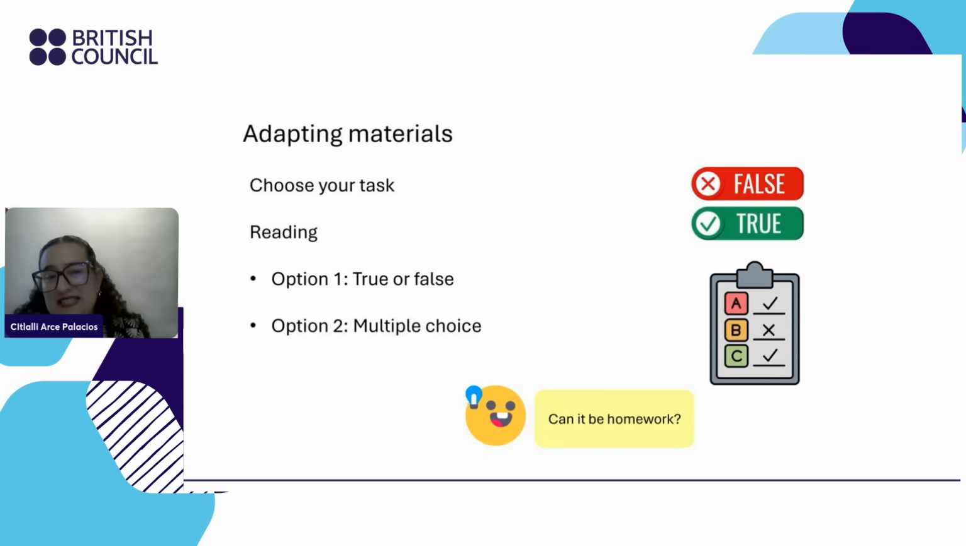So, adapting materials, this is one that students are also going to love. Choose your task. Previously, we said 3 different levels, but if you feel overwhelmed, don't worry. We can have just 2 different activities, and it doesn't have to be really long. So here I have an example for a reading. We have the same reading, and your option number 1 is a true or false exercise.